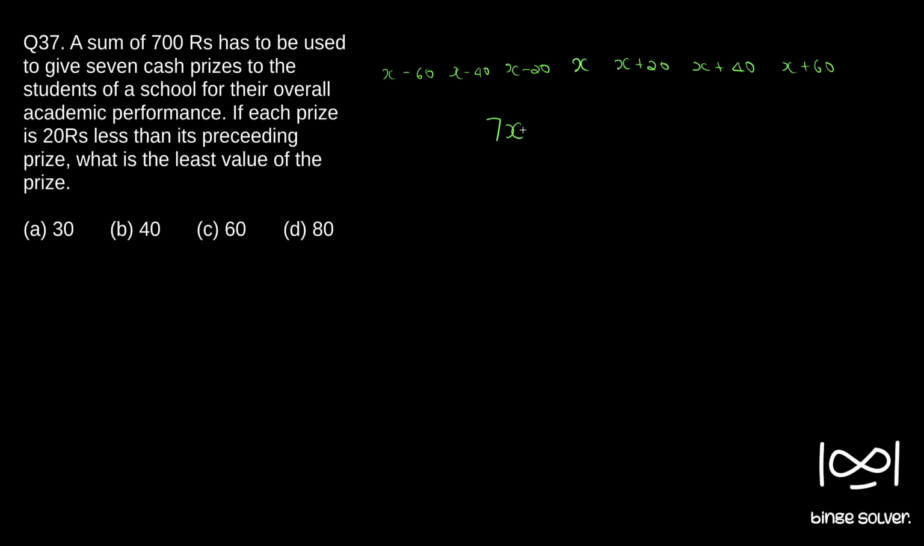So 7x is the sum of all the prizes, and it is given as 700 rupees. So we can say X is 100 right away. We don't have to write all this. If we structure the prizes in this way, we get the sum as 7x. You can right away write 7x equals 700 and x equals 100. The question is, what is the least value of the prize? So the least value is x minus 60, which is 100 minus 60, which is 40. So 40 is the correct answer. So B is the correct answer to question 37.